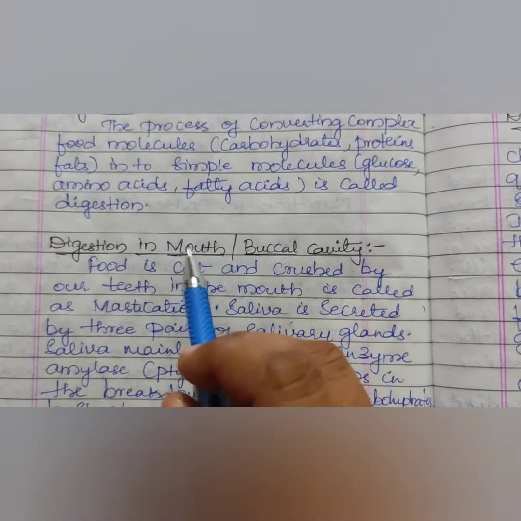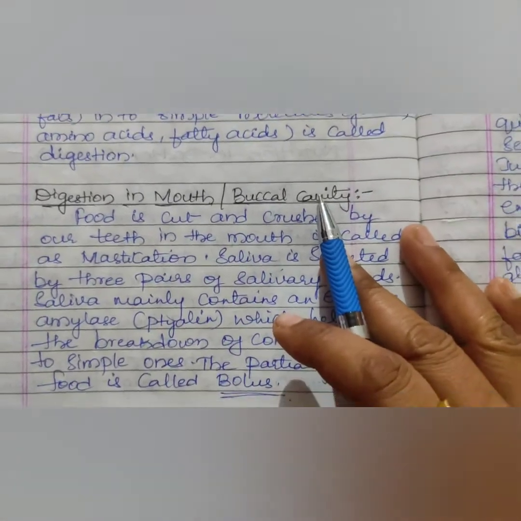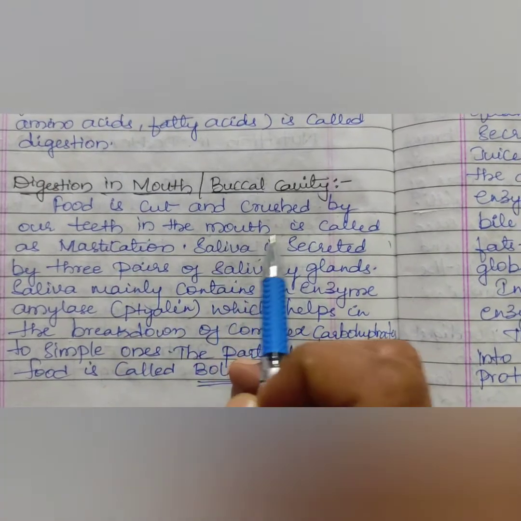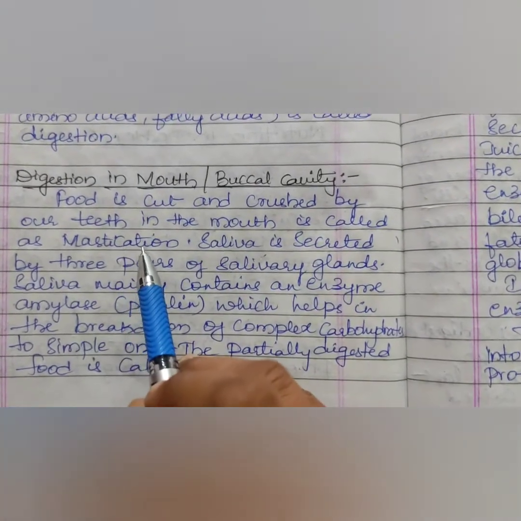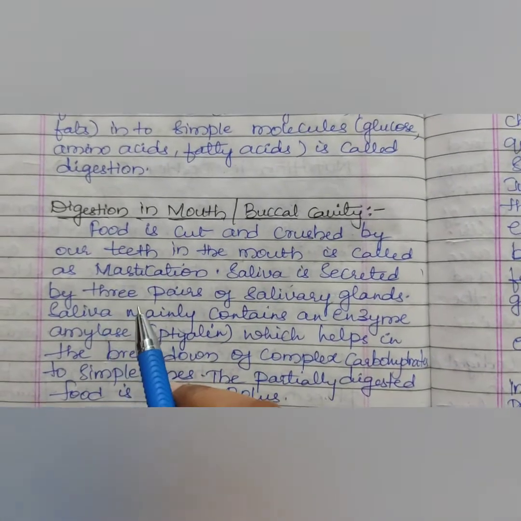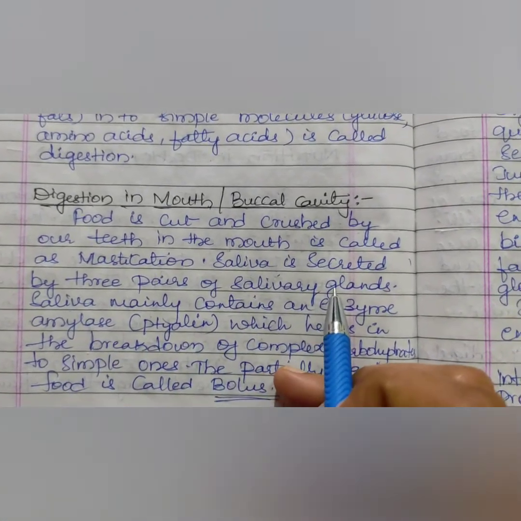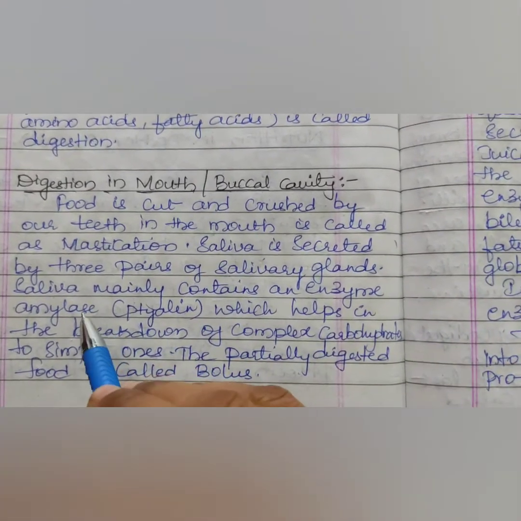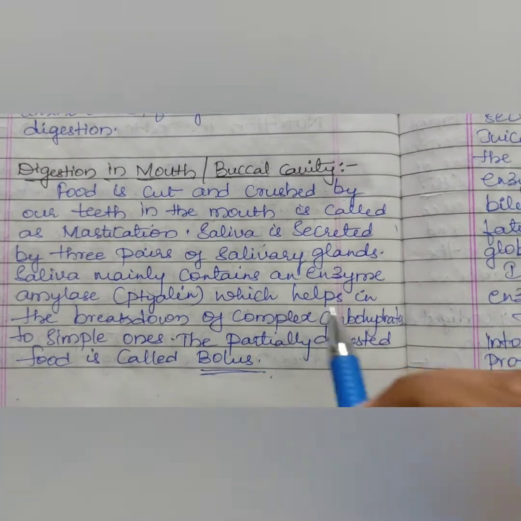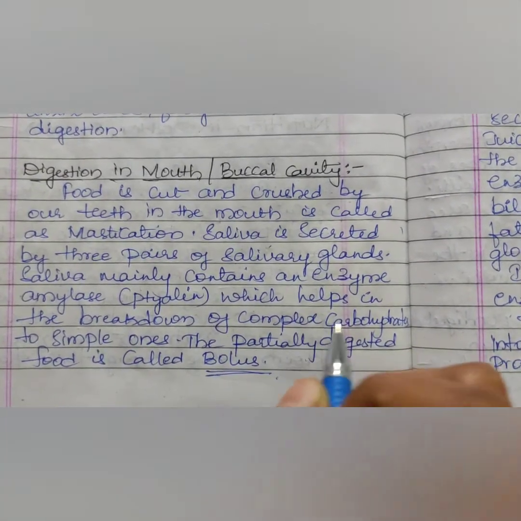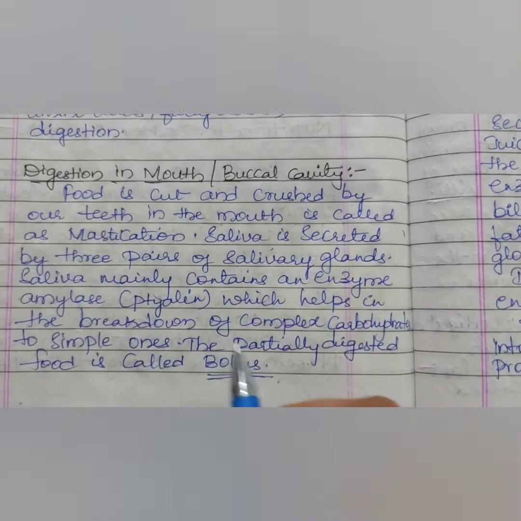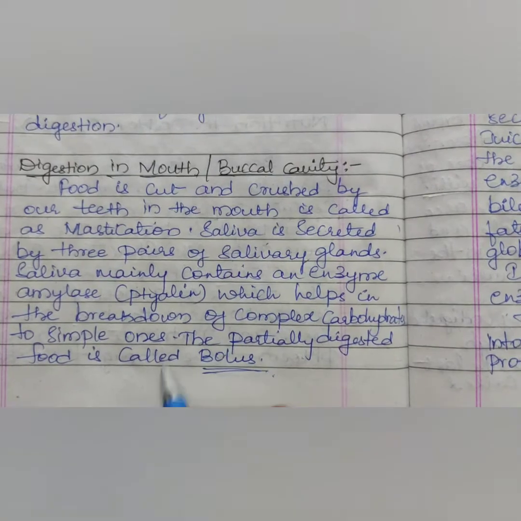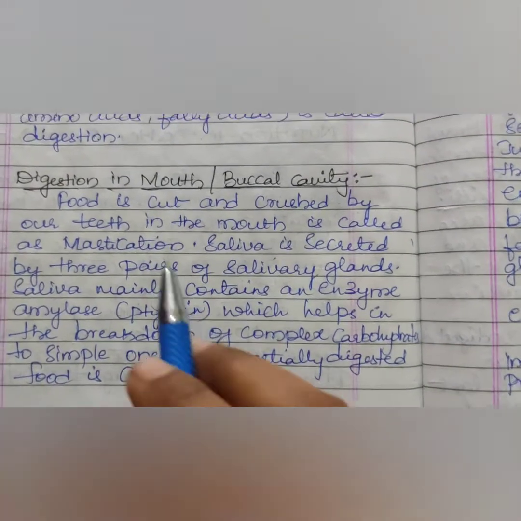It starts at the mouth, that is the buccal cavity. First step, food is cut and crushed by our teeth in the mouth, which is called mastication. Saliva is secreted by 3 pairs of salivary glands. Saliva mainly contains an enzyme called amylase. It is also known as ptyalin, which helps in the breakdown of complex carbohydrates to simple ones. The partially digested food is called bolus.